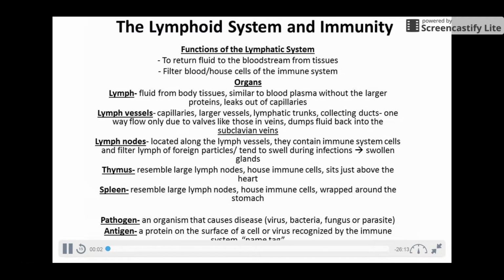Okay, guys, so this is going to serve as our overview of the lymphoid or lymphatic system and immunity, or the immune system. It's going to be a bit long because I'm going to lump it all together, so just skip around and choose what you need. It should just be an extra resource for what we've covered in class, a little more reinforcement for those topics. Okay, so let's start off.